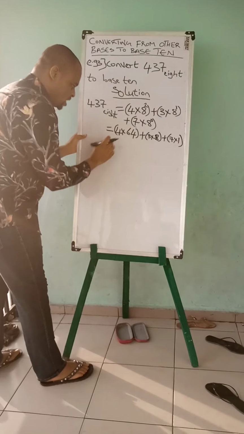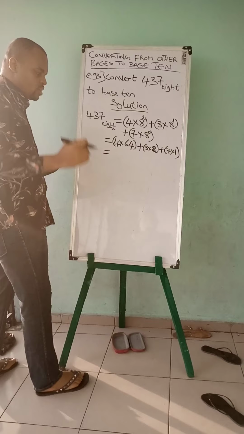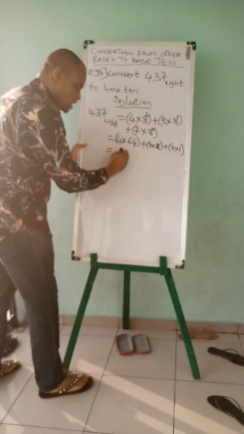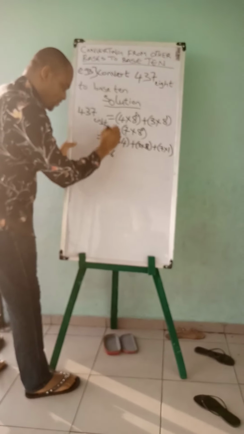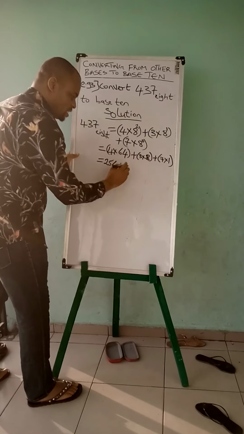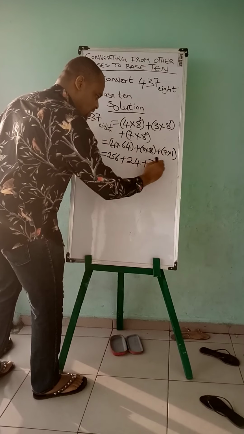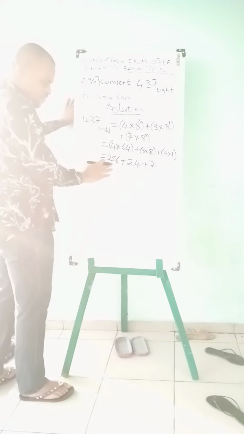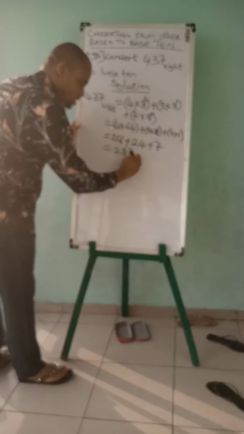So this will give me 4 times 64. I told you it's allowed for you to have your calculator. I'm not having calculator, so I have to do it manually. 4 times 4 is 16. 6 carry 1. 4 times 6 is 24 plus 1, 25. Plus 3 times 8 is 24. Plus 7 times 1 is 7. So this will give me 256 plus 24 is giving me 280. 280 plus 7 is 287. This is in base 10.